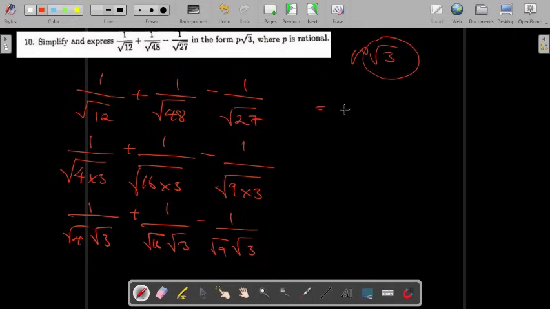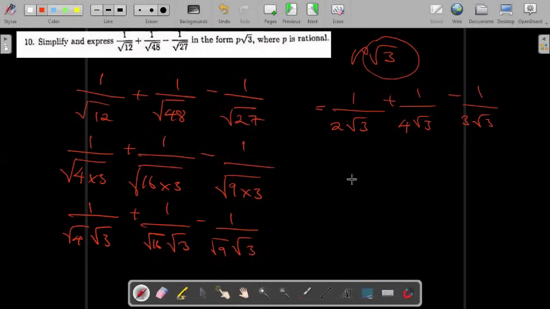What do you get there? So you have 1 over, the square root of 4, that will be just 2. Then you have root 3. Then, of course, the next part is 1 over square root of 16, that's 4, and you have root 3. Minus, then you have 1 over square root of 9, that's going to be 3, root 3. So you kind of get this form here.